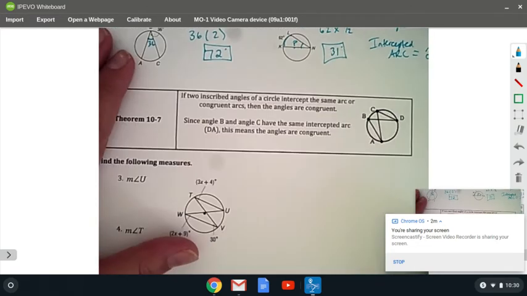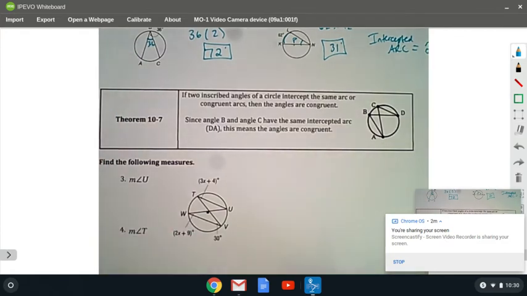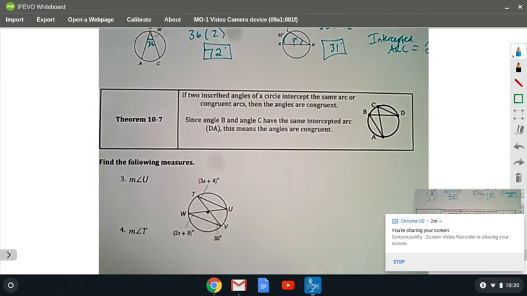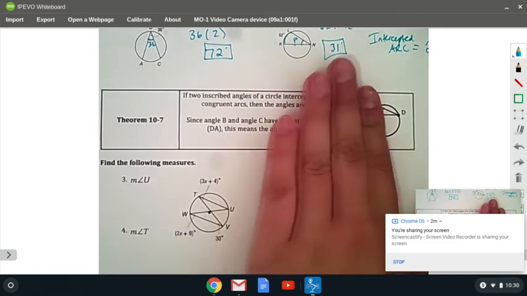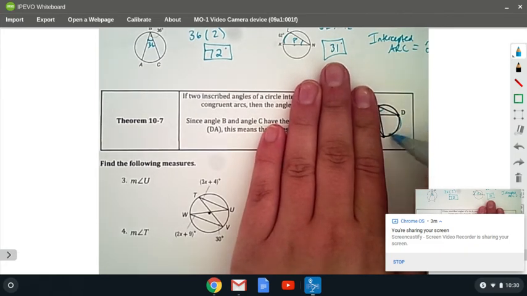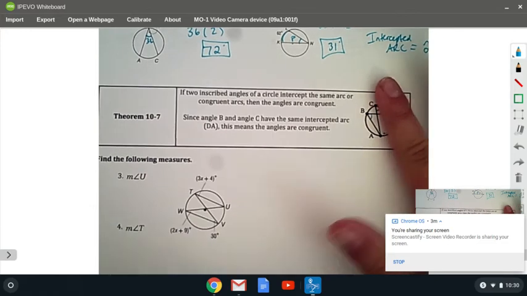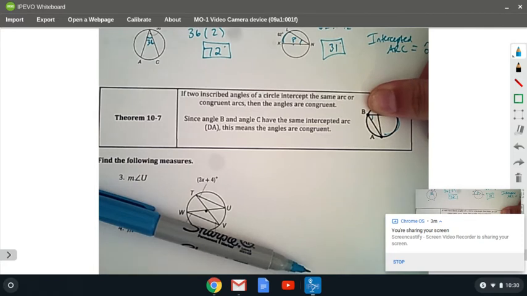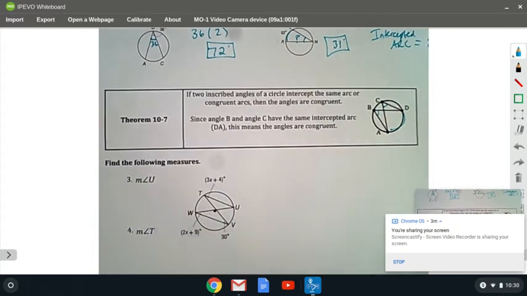Down here, theorem 10-7 says if two inscribed angles of a circle intercept the same arc or congruent arcs, then the angles are congruent. What that means here is B and C have to be congruent, because if you cover this up, the intercepted arc of C is AD. If you cover C up, the intercepted arc of B is also AD. So because they have the same intercepted arc, their angles are congruent.